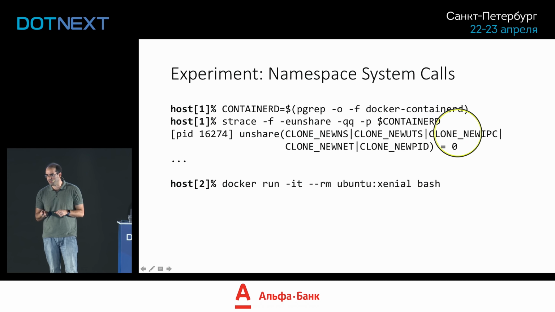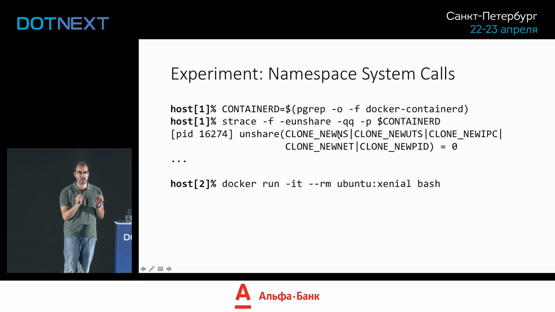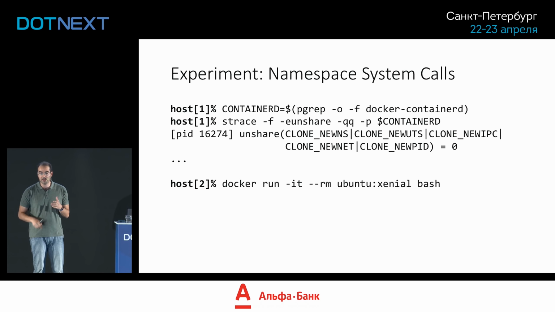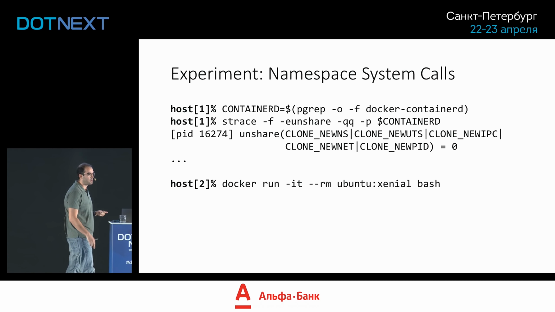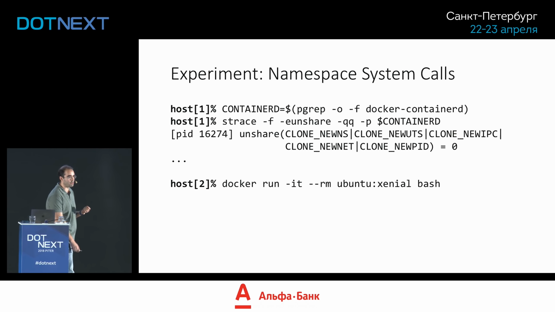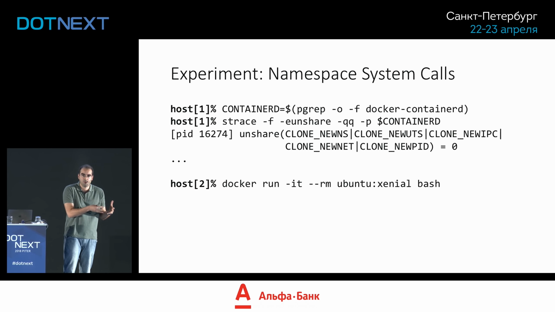New UTS, new IPC, new net, new PID. Not sure about new NS, need to check. I think it's just the basic flag for the rest of them. But we created multiple new namespaces in this single unshare call. And so this is where the actual isolation happens.